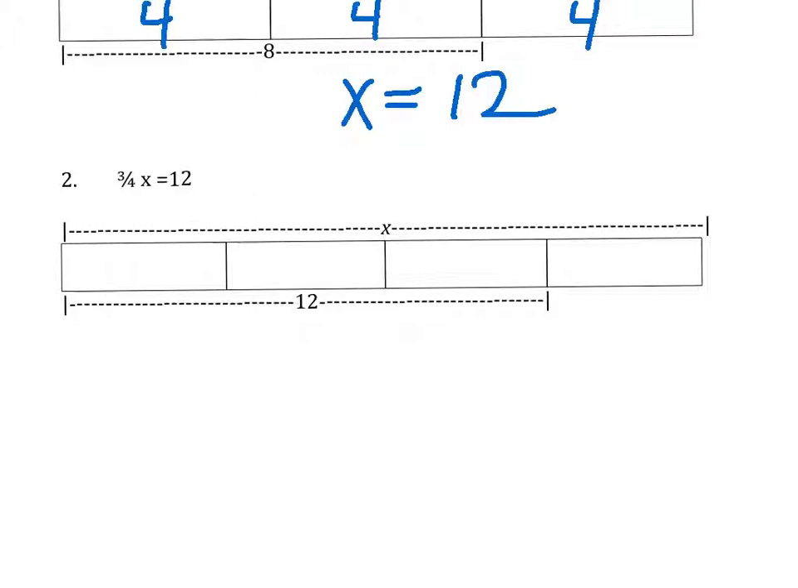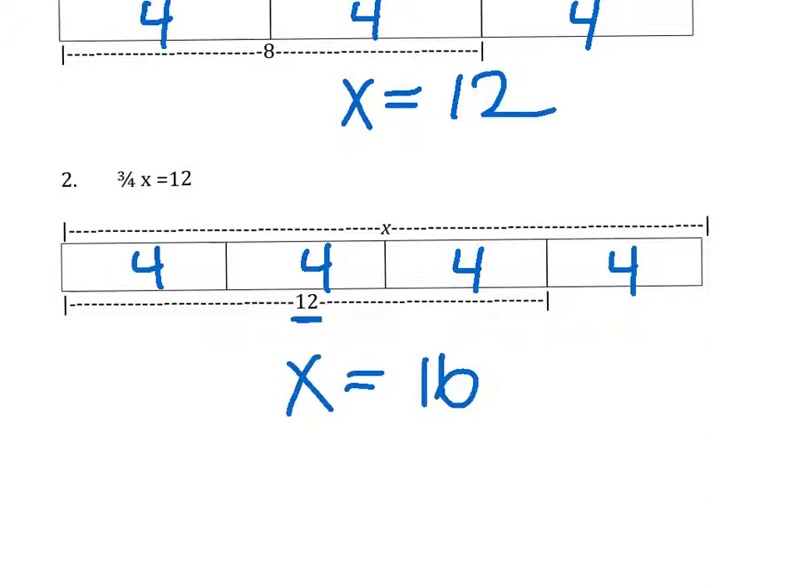This next one, 3/4 of a number, 3/4 of x equals 12. So we set up the same thing. The denominator is 4, so we have 4 boxes. The numerator is 3, so we're saying we have the information for 3 of them. So let's find out what number belongs in each box. We have 12, broken up into 3 boxes, so that would be 4 apiece as well there. And then since we have 4 boxes of 4, we can say that x equals 16.